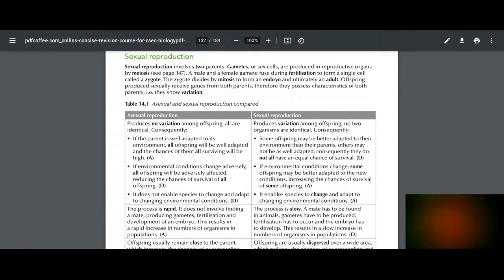So, the difference between sexual reproduction and asexual reproduction. For asexual reproduction, the process is rapid because you don't need to find a mate in order to produce gametes. For sexual reproduction, the process is slow because you have to find a mate in order to produce gametes and for fertilization to occur. For asexual reproduction, there's no variation; all the offspring are identical. Sexual reproduction produces variation because offspring are not identical.